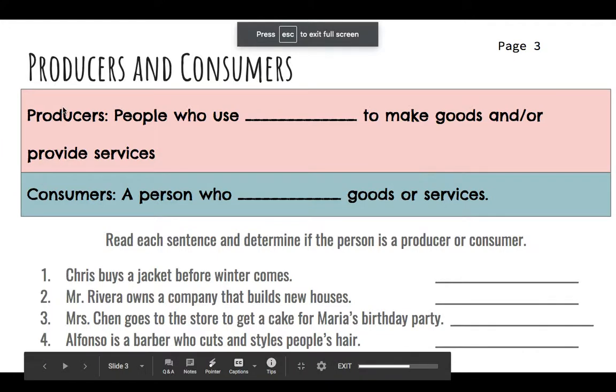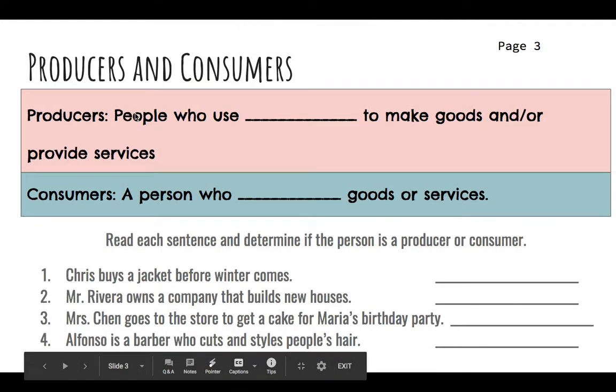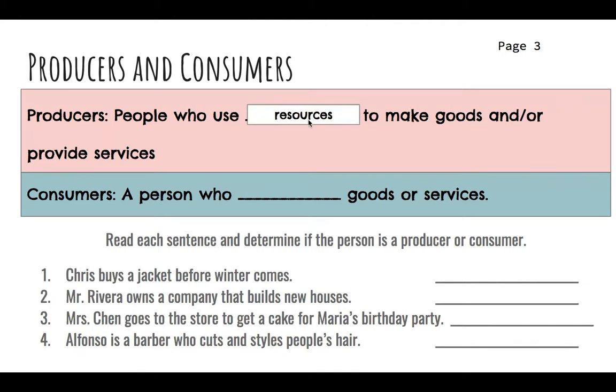All right, so let's start off with the first word, producers. Producers are people who use resources to make goods and or provide services. So producers are the ones who use the resources. Consumers is a person who purchases goods or services. So the producer is the one who makes it, the consumer is the one who uses it. So we can kind of relate this back to the plants being the producers, the thing that makes it, and the consumers being the thing that uses it.